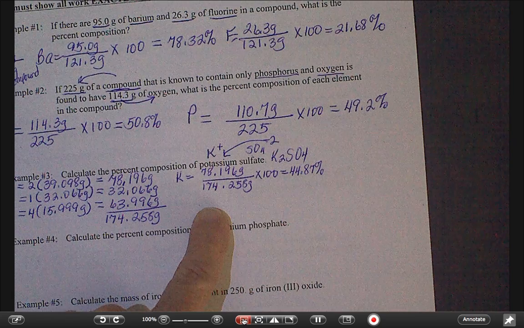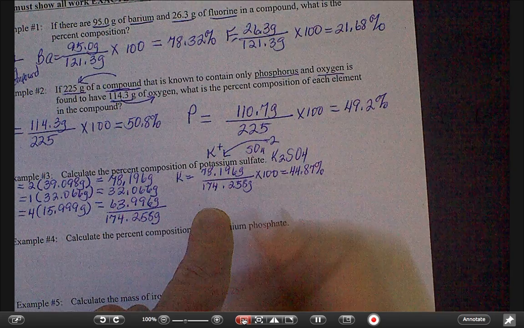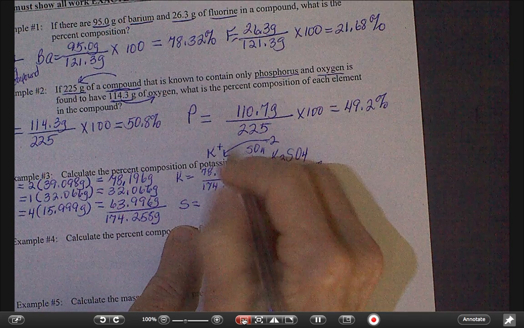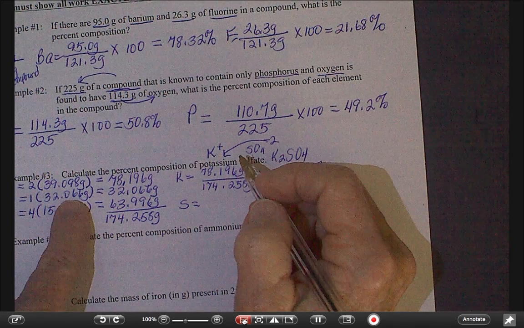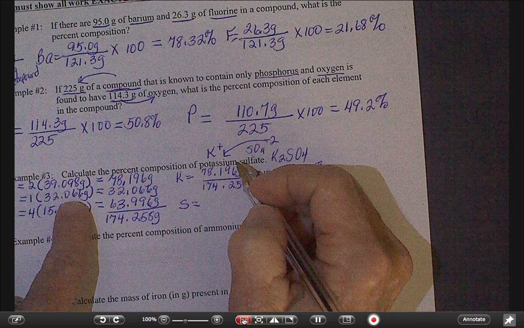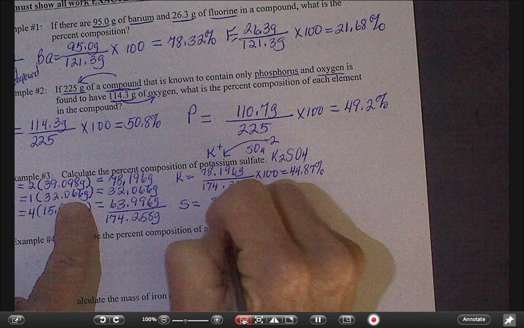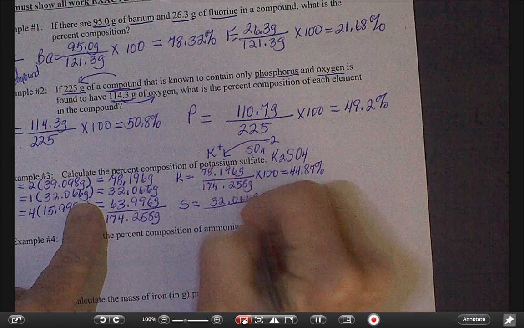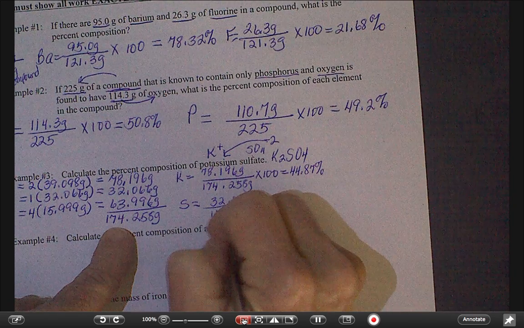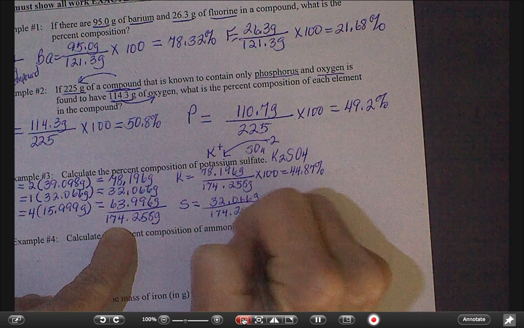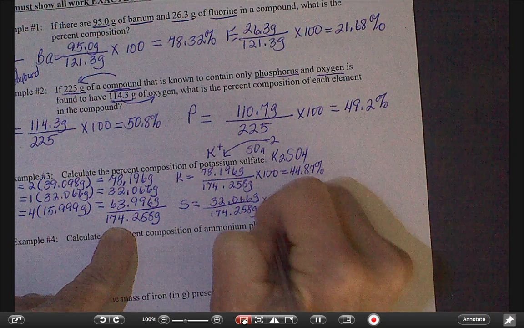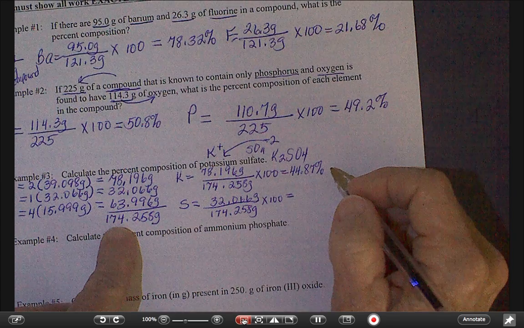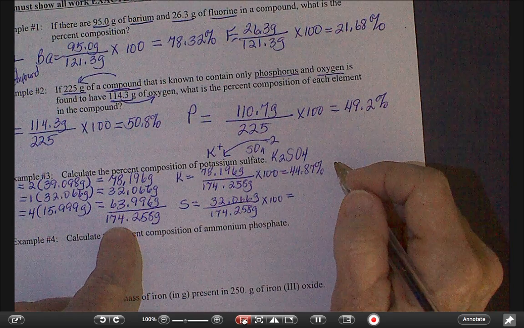Yes? Okay. So S, I've got my individual is 32. Everybody see that? So 32.066 divided by 174.258 times 100. I got 18.40.